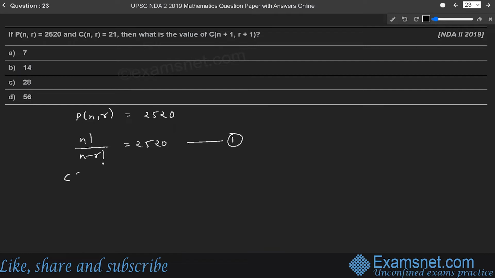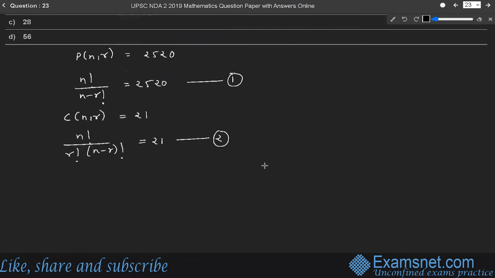It is also given that C(n, r) is equal to 21. It means n factorial divided by r factorial into (n minus r) factorial is equal to 21. Let this be equation number 2. We have both the equations.